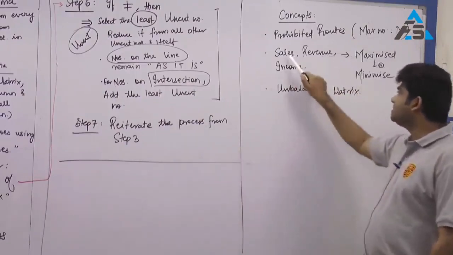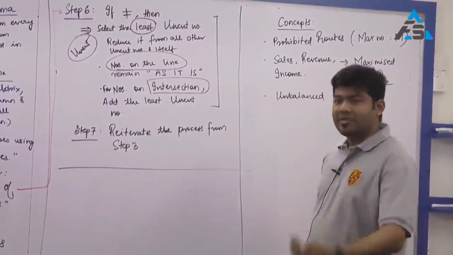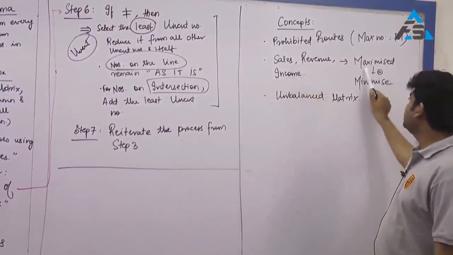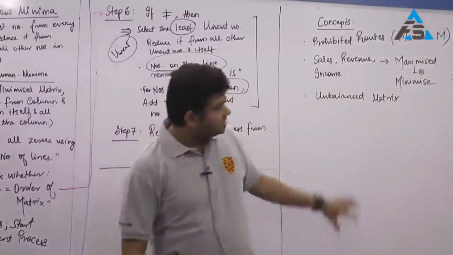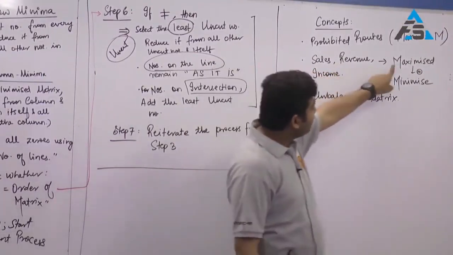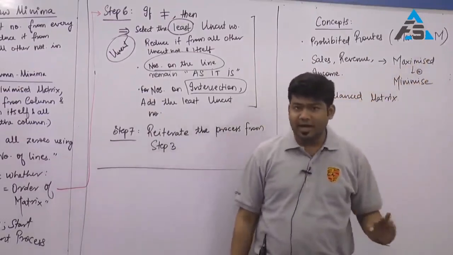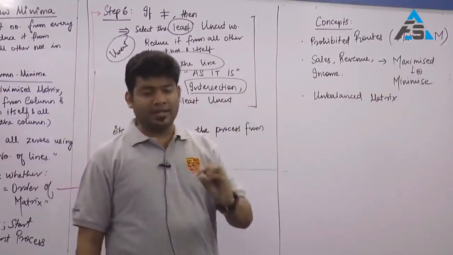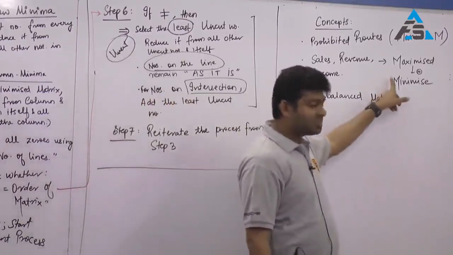Concept number 2, if there is a sales, revenue, income oriented question. So the question says find the sales, find revenue, find income, or such things where the connection of sales, revenue and income is there, then those are called maximized type of problems. In operations research assignment, we have to solve it as per minimized. So first we will convert this maximized type of problem to a minimized type of problem. How do we do that? By selecting the highest number in the whole matrix, take that number and subtract all other numbers from that number, and you will get a minimized matrix.